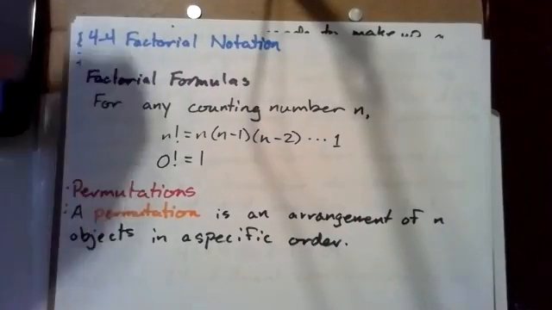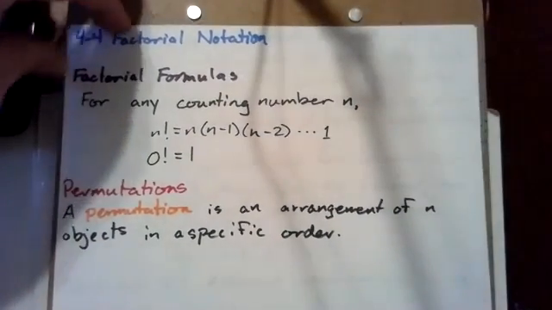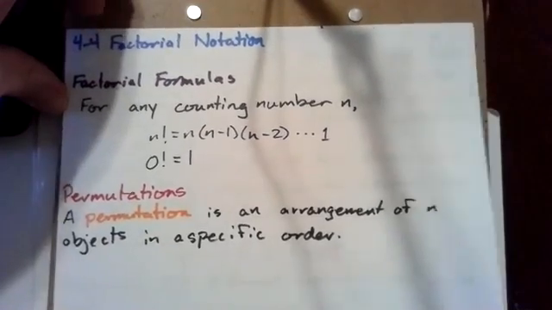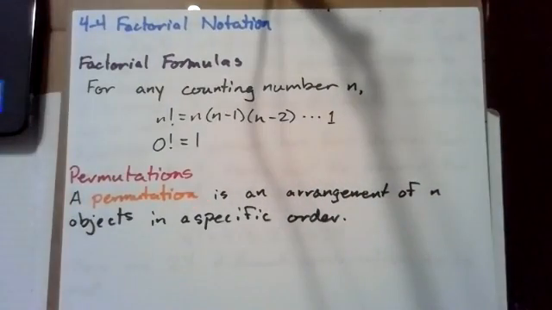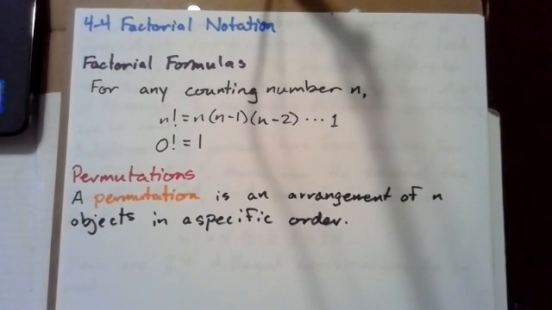In this video, we will talk about factorial notation, permutations, and combinations. Here are the formulas for factorials. For any counting number n, n factorial is equal to n times n minus 1 times n minus 2, and so on until you get down to 1. 0 factorial is equal to 1.